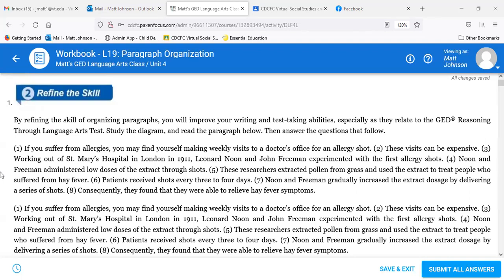Patients receive shots every 3 to 4 days. Noon and Freeman gradually increased the extract dosage by delivering a series of shots. Consequently, they found that they were able to relieve hay fever symptoms.